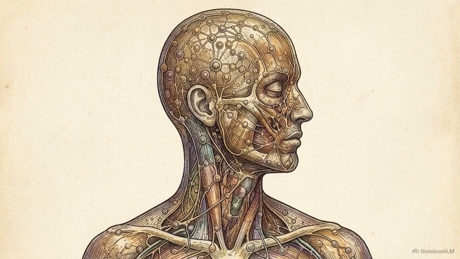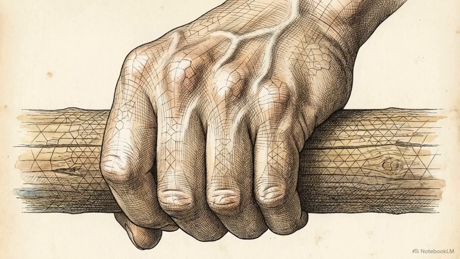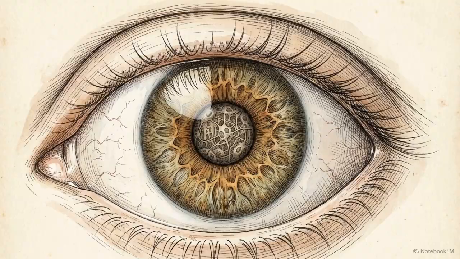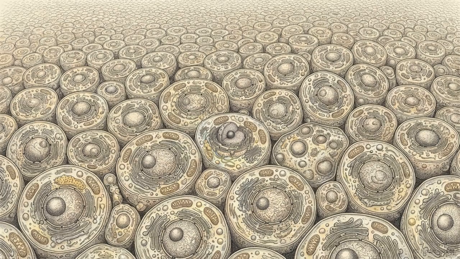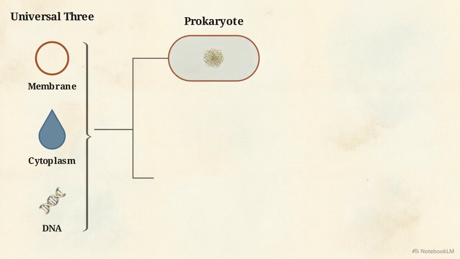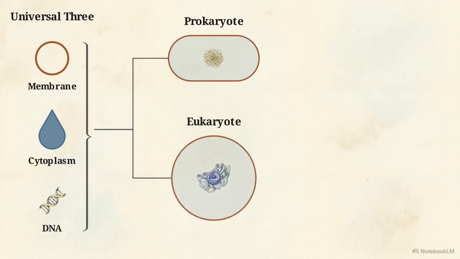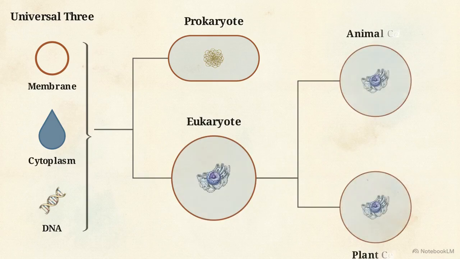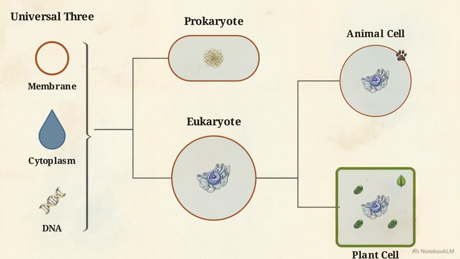When zooming out from this microscopic perspective, the true scale of human biology comes into focus. Every breath you take, every move you make, and every thought you have requires trillions of these tiny, independent cities to coordinate in perfect harmony. Every cell shares the universal three: a membrane boundary, fluid cytoplasm, and DNA instructions. Life then splits. Prokaryotes keep it simple, like a studio, while eukaryotes expand into complex metropolises. Plant and animal cells are eukaryotes, but only plants use chloroplasts and cell walls.